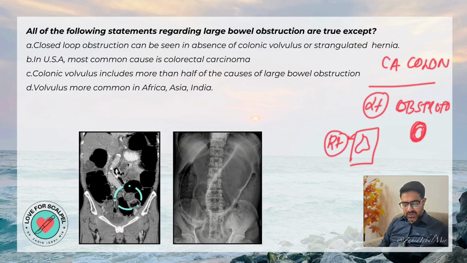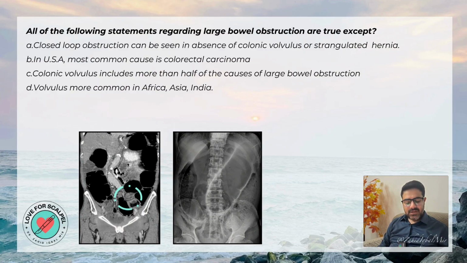So coming to the question: the following statements regarding large bowel obstruction are true except. First, closed loop obstruction can be seen in the absence of colonic volvulus or strangulated hernia. This is true because it can be seen with a competent ileocecal valve as well.